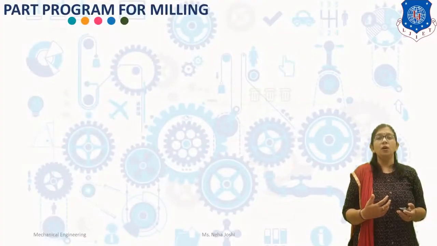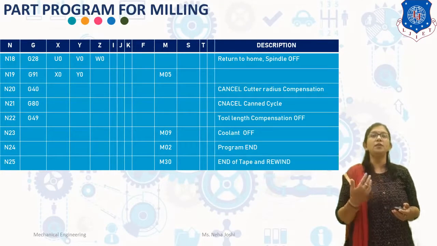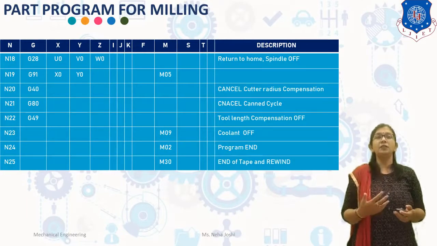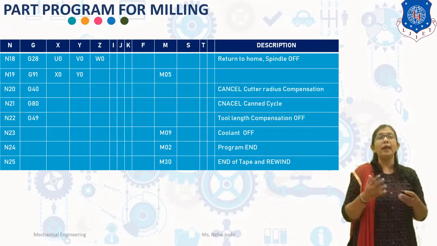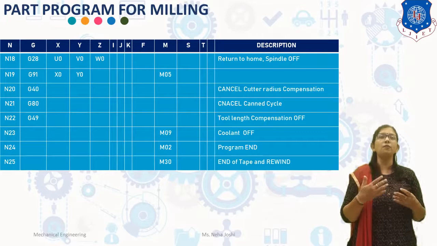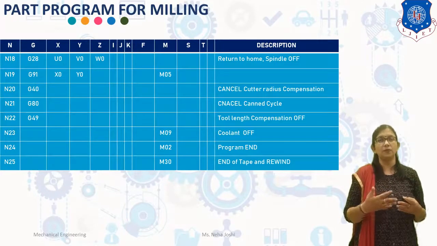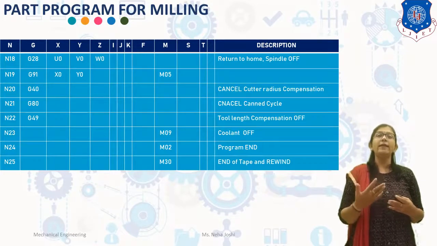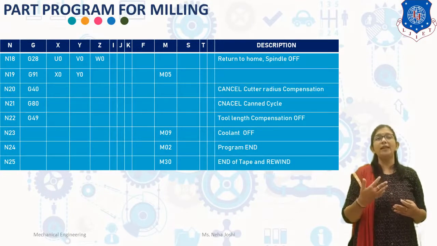Now the next sequence is N18 and G28 is used for instructing the tool to go to the home position. After that, the next sequence is N19 and G91 is used for setting the tool at X0, Y0, and M05 is used for turning off the spindle. After that, N20 and G40 is used for cancellation of cutter radius compensation. Then N21 and G80 is used for cancellation of canned cycle. Then N22 and G49 is used for turning off tool length compensation.